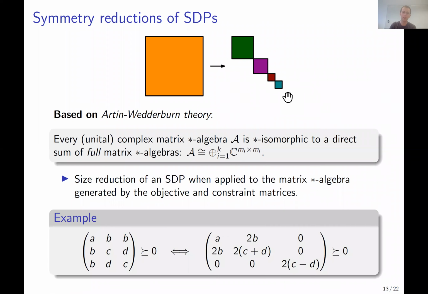Okay, so let me give a tiny toy example. There's this 3x3 matrix on the left, which contains quite a bit of symmetry. So you can permute these last two rows and columns. This one is positive semi-definite if and only if this sum of a 2x2 matrix and a 1x1 matrix is positive semi-definite. It's not too hard to show this on paper, but this is the general picture that you have in mind. You start with a big matrix and you decompose it as a sum of smaller matrices.